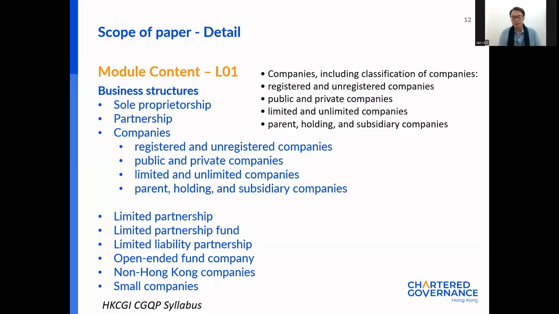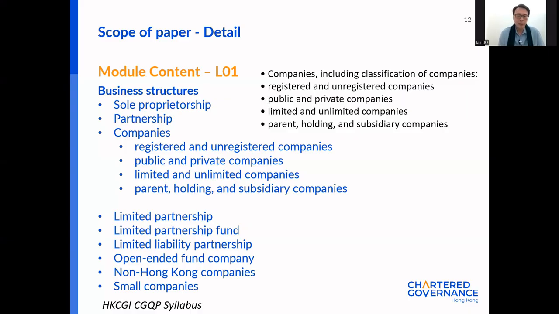Most public companies are listed companies. That I can say, but not all public companies are listed companies. Okay, so what's the difference? Well, the biggest difference between a public company and a private company is a public company can offer the shares to the public, whereas a private company cannot. Okay, that's the biggest difference.